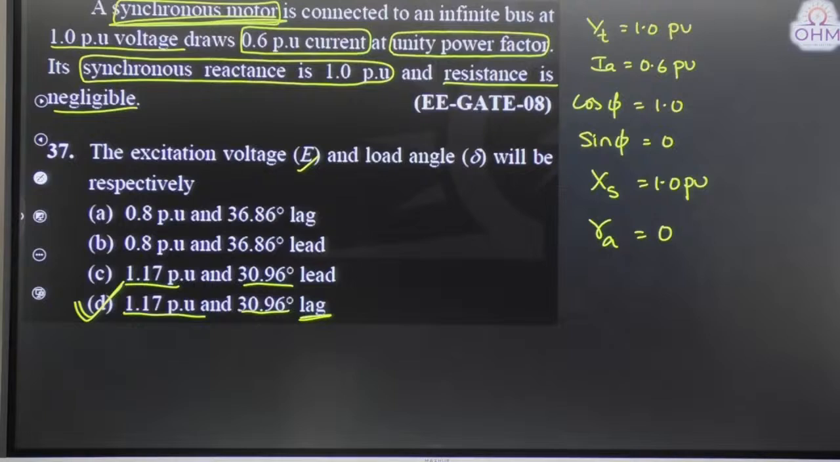I'll start induction machines and DC machines also once synchronous machines sessions are completed. Any update about AP Transco AEE? Frankly speaking, I don't have any update regarding AP Transco AEE, but it's been more than 5 years that we don't have any notification from AP Transco. We can expect this year probably.